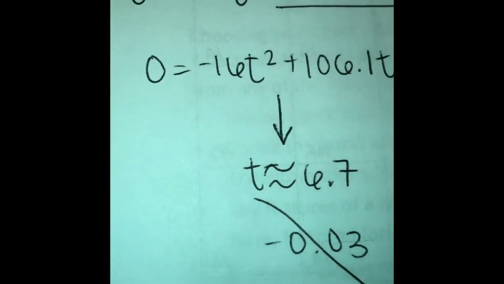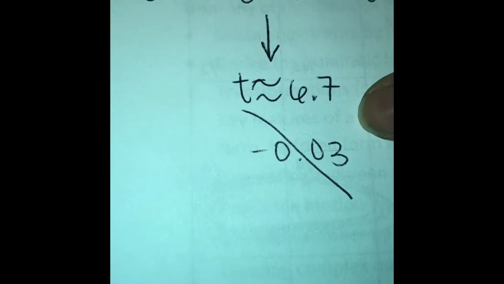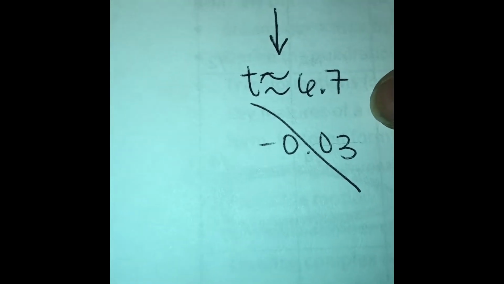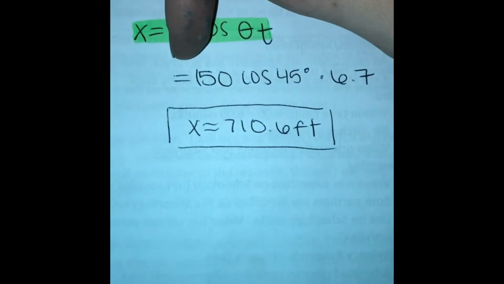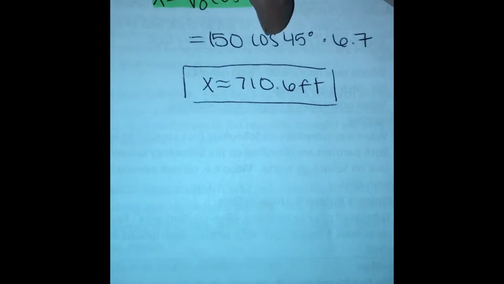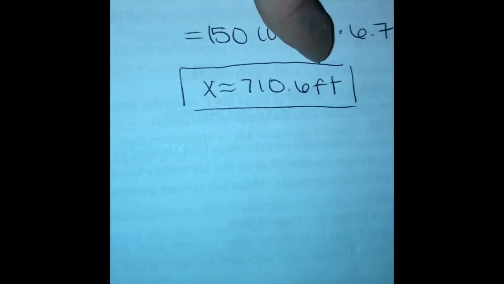Then we plug it into the quadratic formula and get two answers. One is 6.7 and the other is negative 0.03. But because we're dealing with time, this negative doesn't matter, so it gets crossed out. Now that we solved for that, x equals 150 cosine 45 degrees times 6.7. Then we see that x equals 710.6 feet, which is insanely far.